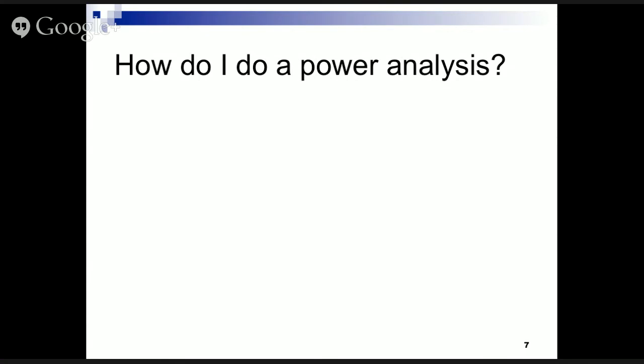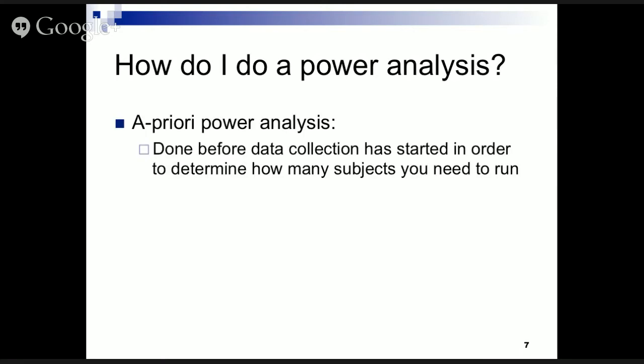So how do you actually go about doing a power analysis? Now, the exact way you do it obviously will depend on the type of study you are running and the type of statistical test you're doing. But at a general abstract level, the process is the same for any study. Generally, we as scientists want to be running a priori power analyses. These are power analyses that are done before data collection has started in order to determine how many subjects you need to run. This is subjects or mice or samples, whatever.